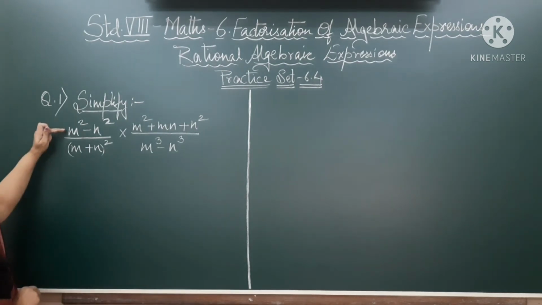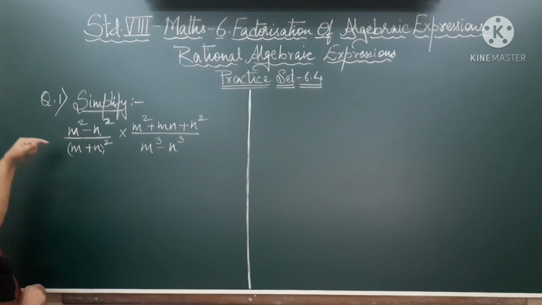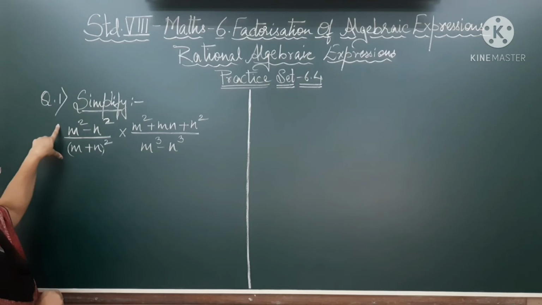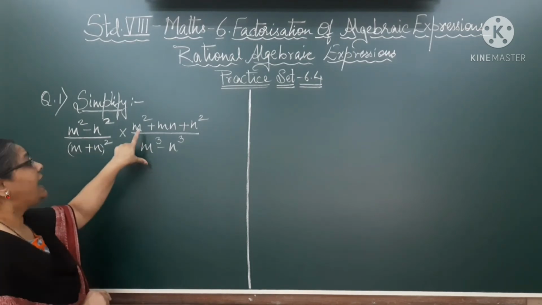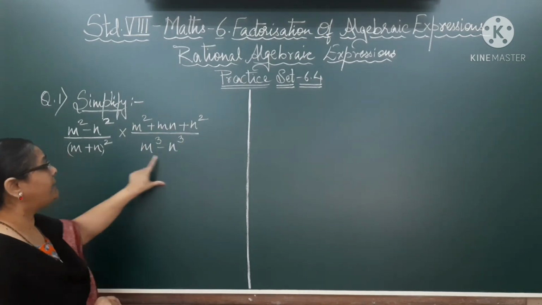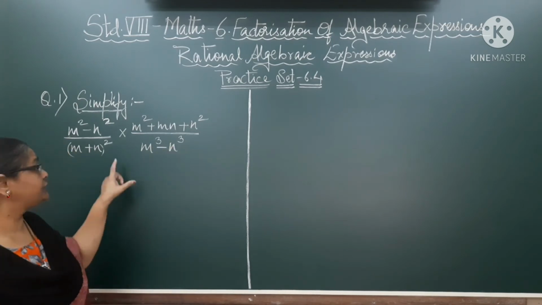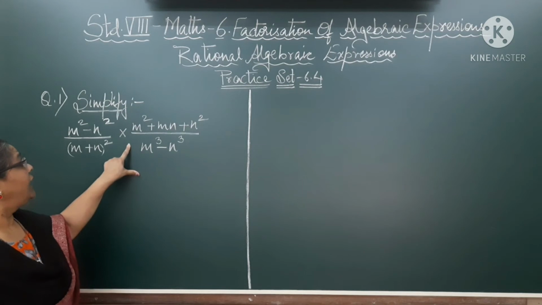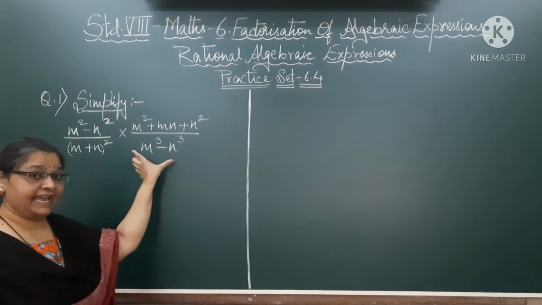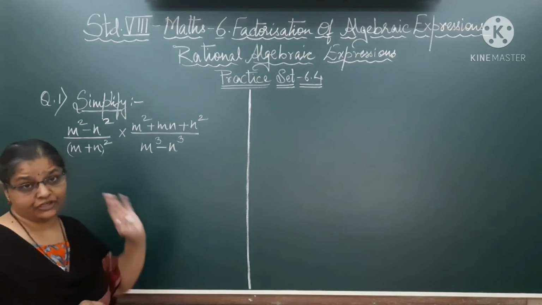You can see m square minus n square upon m plus n the whole square is in the form A upon B. And we are going to multiply this rational algebraic expression with another rational expression, m square plus mn plus n square upon m cube minus n cube. Now we are going to use the operation multiplication and multiply the first rational algebraic expression with the second by simplifying it. But how to simplify these rational algebraic expressions?